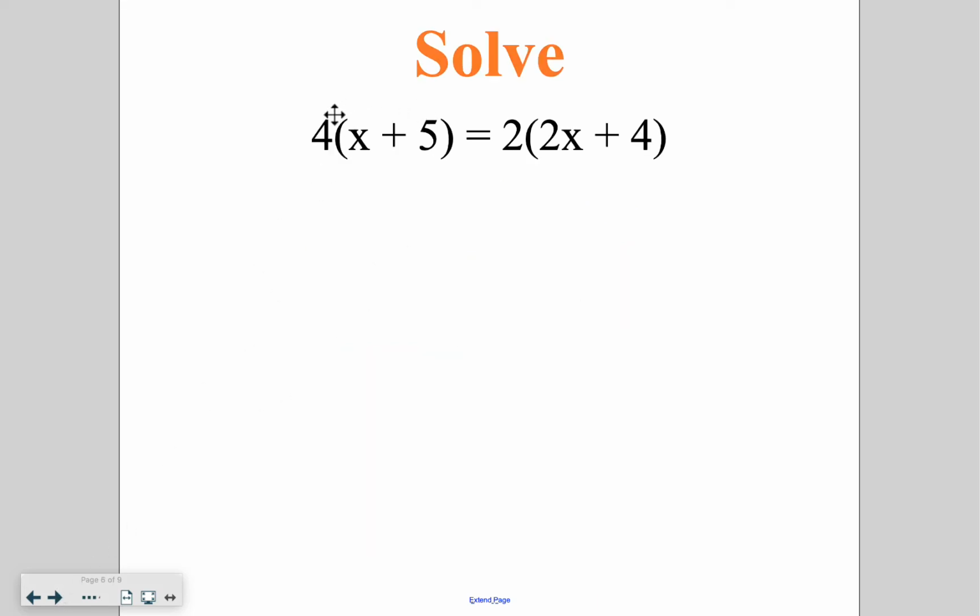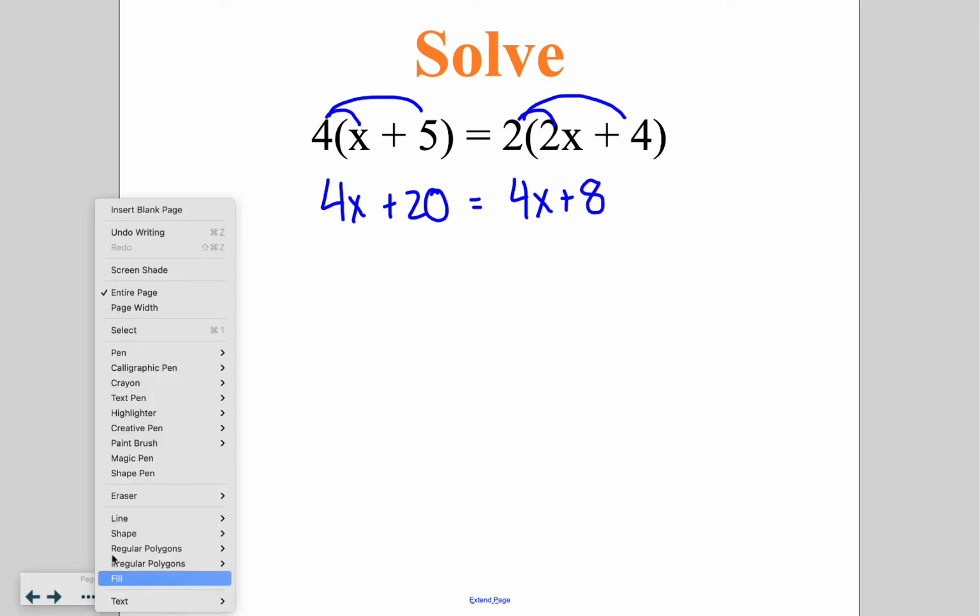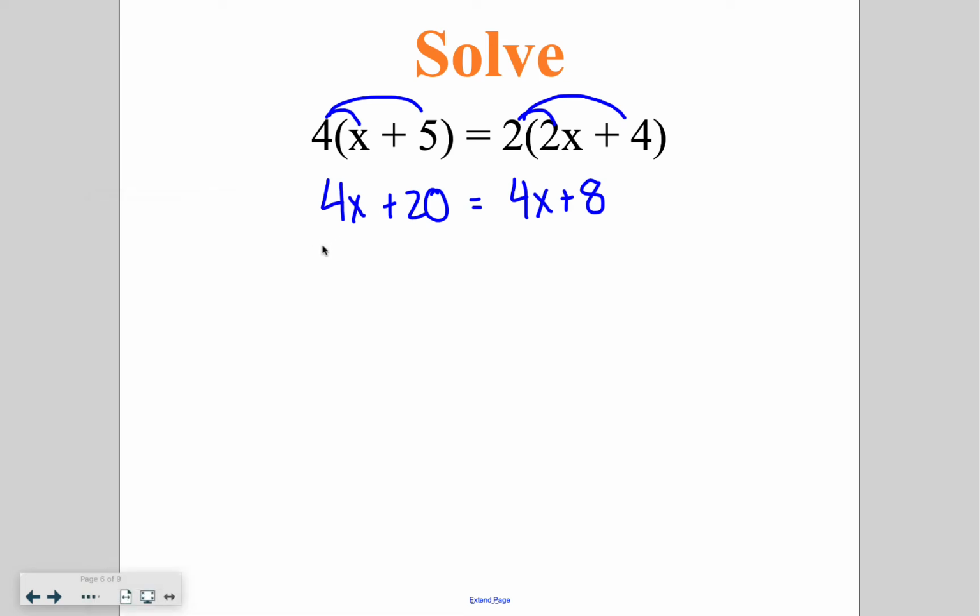Another example here, we're going to go ahead and distribute on both sides to start. On the left side, I end up with 4x plus 20 is equal to the right side 4x plus 8. We want to get our variables together now, so I'm going to go ahead and subtract 4x from both sides of the equation. And you'll notice when that happens, the variables on both sides are eliminated. And I am left with a statement that says 20 is equal to 8.